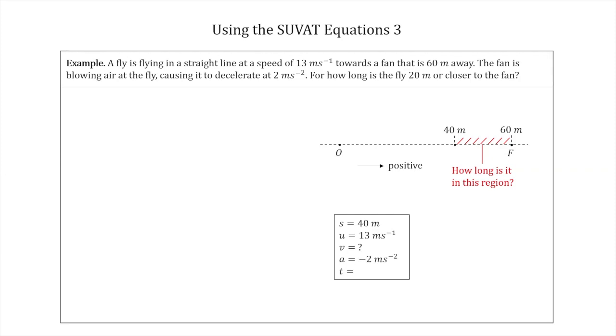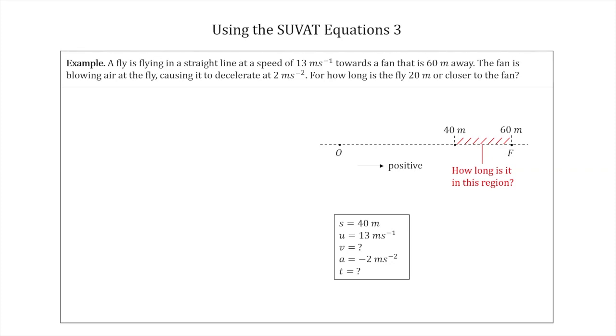The acceleration, we're told, is 2 meters per second squared, but it's decelerating, so it's slowing down. So that has to be in the negative direction. So it's -2. You can think of it as the acceleration acting against the fly because it's trying to slow it down. If you have a positive velocity but the thing is slowing down, it must have a negative acceleration. So we have to call it -2. And then the time is exactly what we want, so we don't have it.